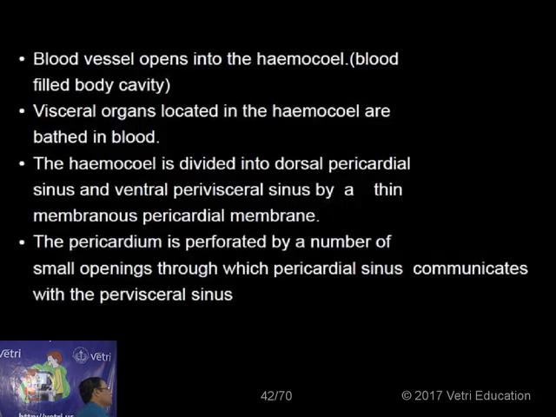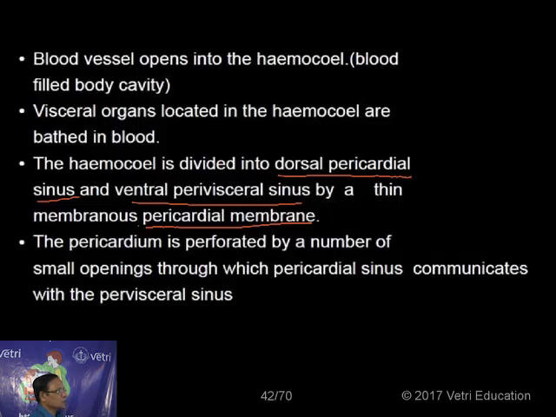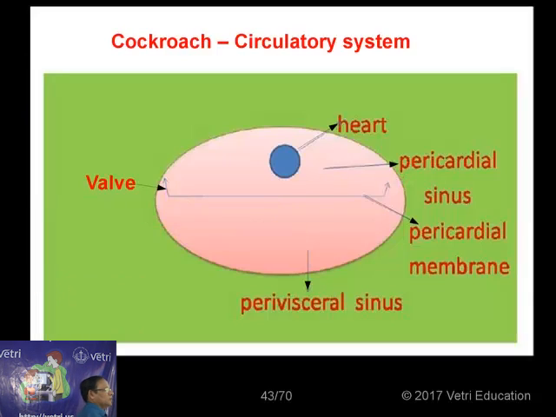Now let's have the notes. The hemocoel is divided into a dorsal pericardial sinus and a ventral perivisceral sinus by a membrane called the pericardial membrane, which is very thin. The pericardium, as seen in the picture, is perforated by a number of small openings. These small openings are provided with valves, and through them the communication of blood takes place between the perivisceral and pericardial sinus.